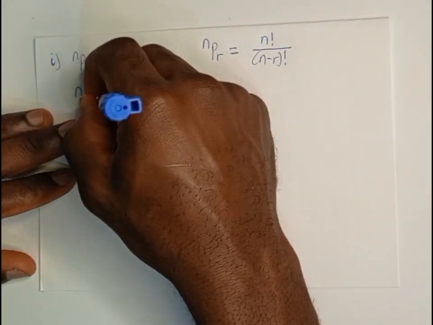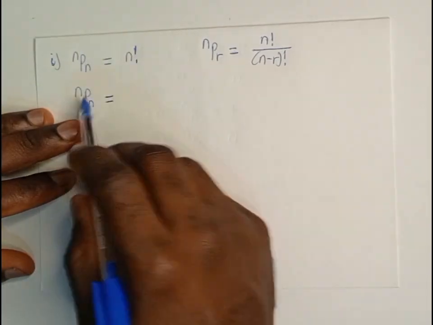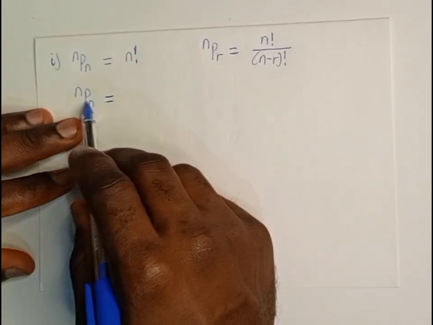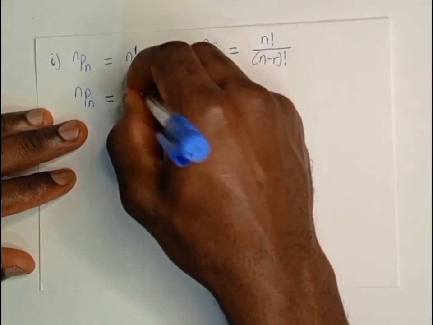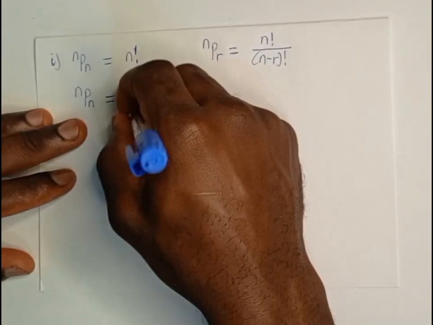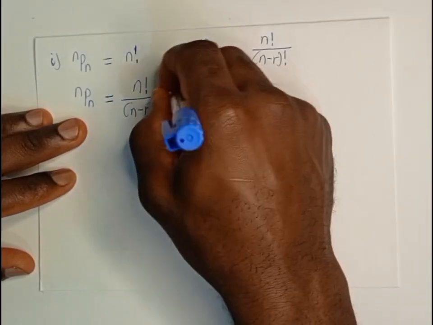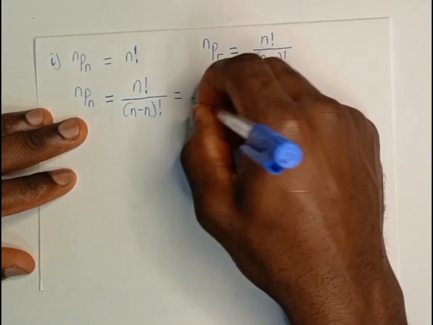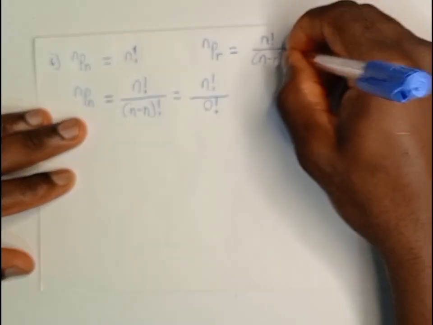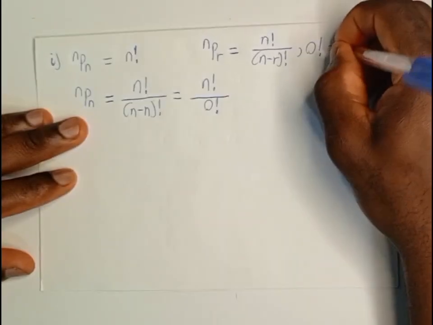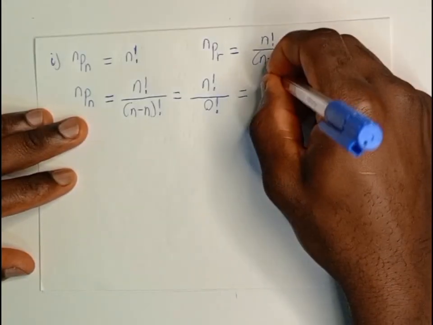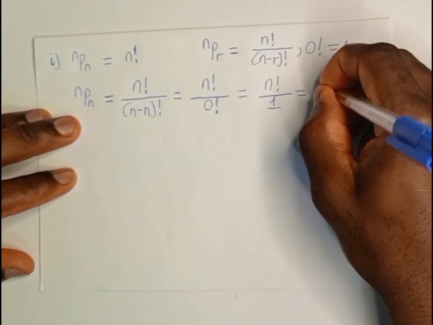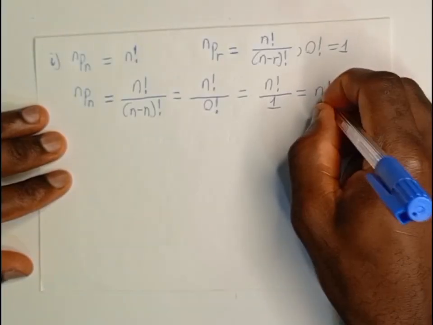nPn will simply be equal to, comparing this with nPr, n remains n, r is equal to n. This will be equal to n factorial all over n minus n factorial. This will be equal to n factorial all over n minus n gives us 0 factorial. By definition, 0 factorial is equal to 1. This will be equal to n factorial divided by 1, which is simply equal to n factorial, which is what we have to show.